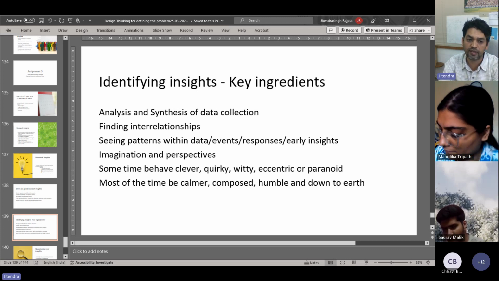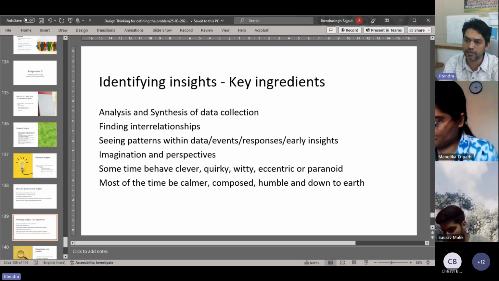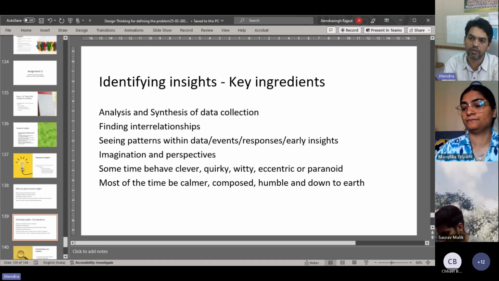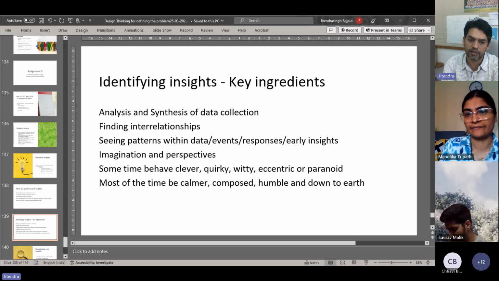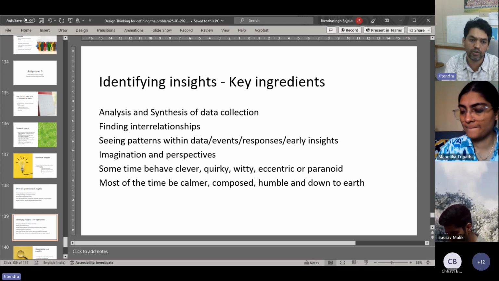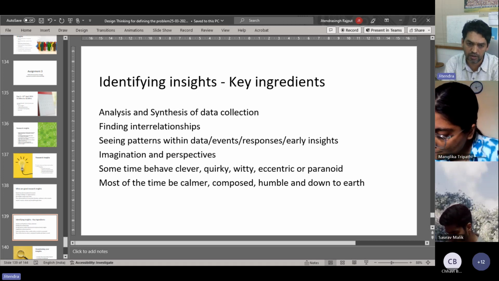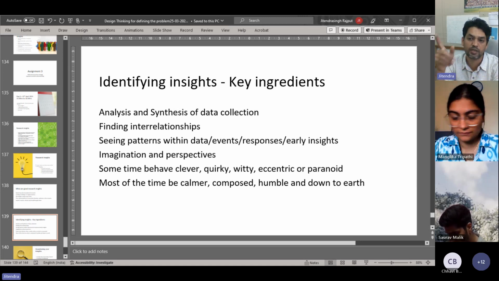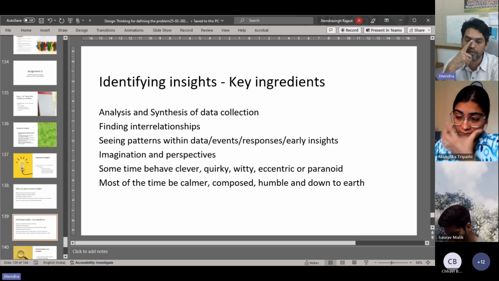You need to be seeing patterns within data and events. If you are coming across, let's say, some challenges, there has to be some validation on the other side. If you're asking certain questions, multiple people should say that, okay, this is a problem which we really need to get resolved. So you need to see the patterns between not only the data, but events, responses, or maybe very early insights which are coming to you.